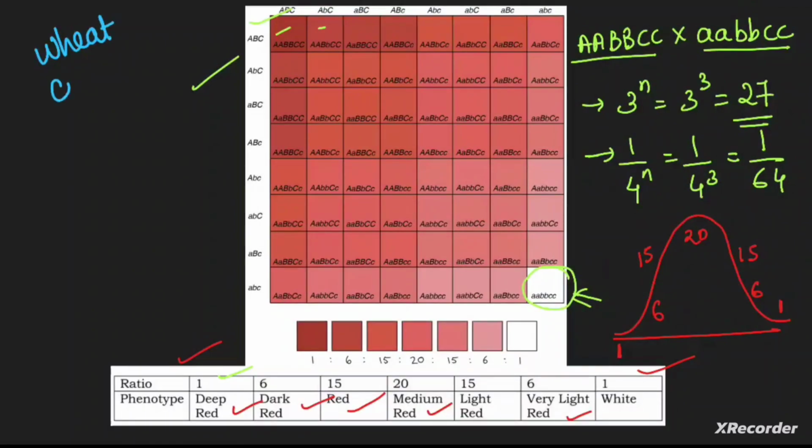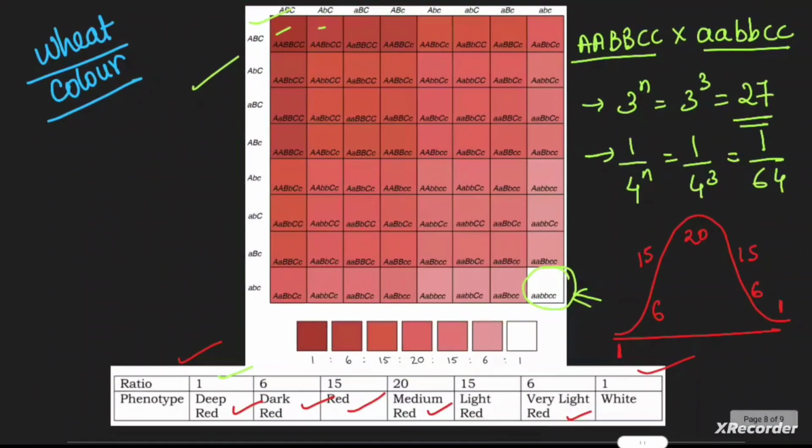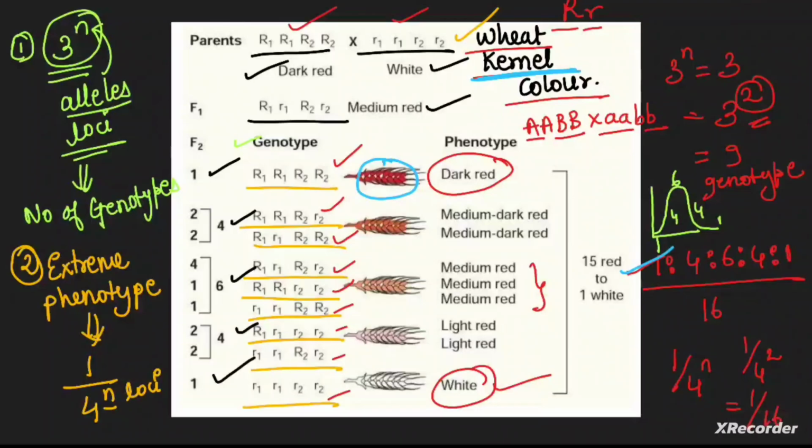This is for wheat color. The previous one was for the wheat kernel. This outer coating that you can see now, that is the wheat kernel. And the wheat actual color is given here, that is your deep red till white. So there is a variation. The ratio is 1 ratio 6 ratio 15 ratio 20 ratio 15 ratio 6 ratio 1, like that. And here it was this particular ratio.